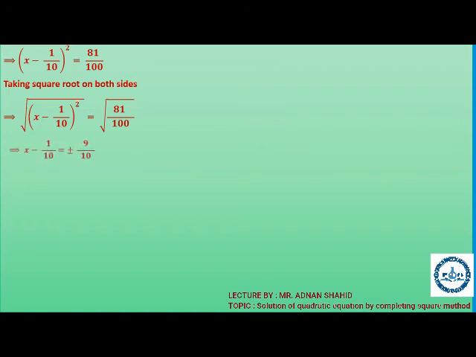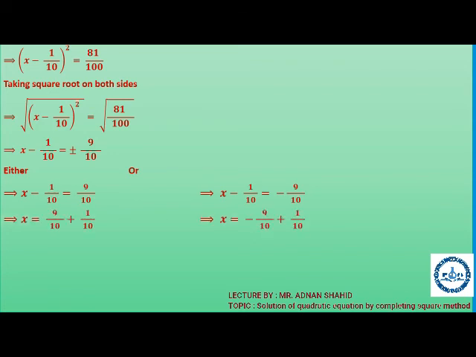x minus 1 over 10 is equal to plus minus 9 over 10. The square root of 81 is 9, whereas the square root of 100 is 10. So plus minus. Now distributing the sign, either or, one for the positive sign and one for the negative sign. Solving according to the mathematics, finally we get x is equal to 1 and x is equal to minus 4 over 5. So we can write the solution set as 1 comma minus 4 upon 5.